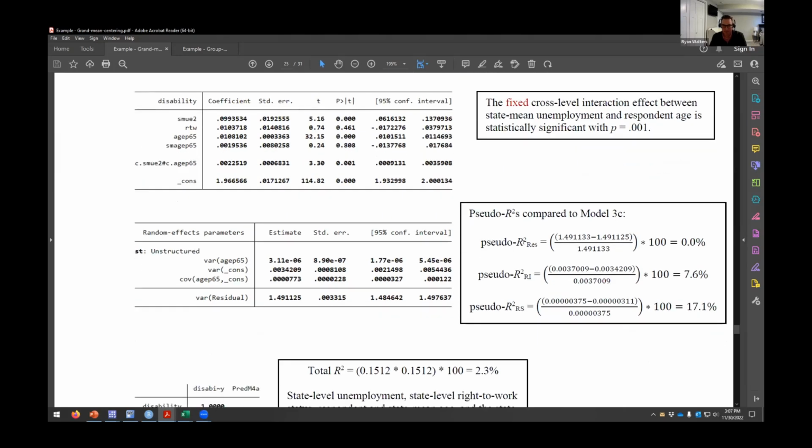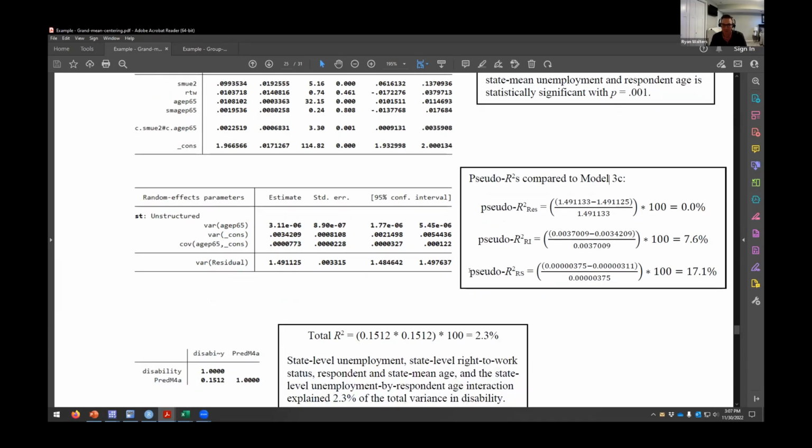We can see here that we can calculate pseudo R-squares relative to model 3C. Again, model 3D did not estimate, so we're going to take model 3C. This interaction effect explained 0% of residual variance. It explained 8% of random intercept variance and 17% of random slope variance. This is what we actually care about.